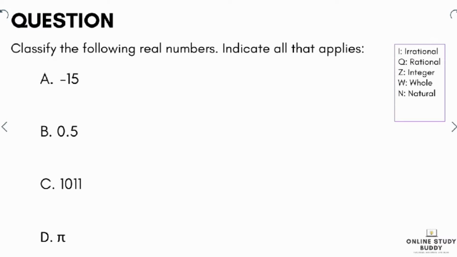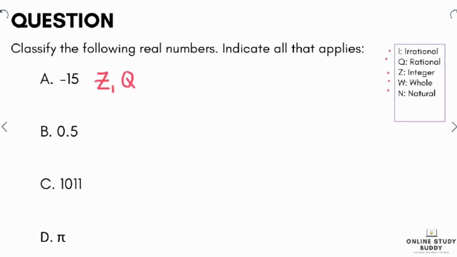Okay, so we're gonna use the letter I for irrational, letter Q for rational, Z for integer, W for whole number, and N for natural numbers. So yung first item natin is negative 15. Since it is a negative number, it is an integer, and it is also a rational number.